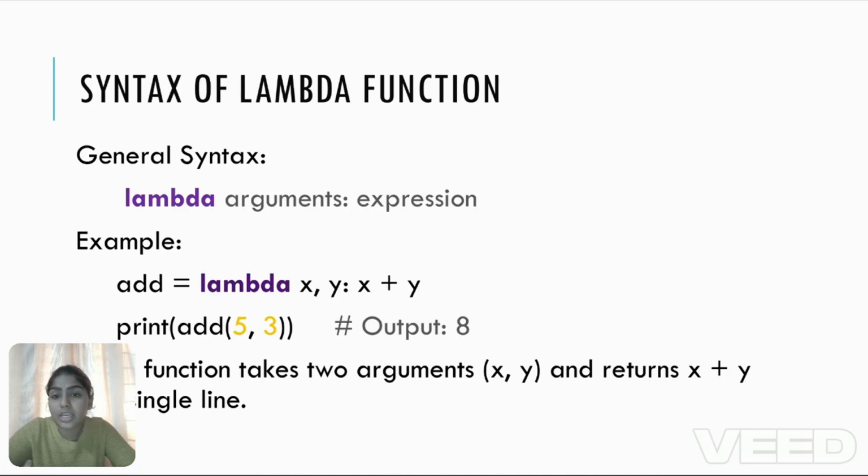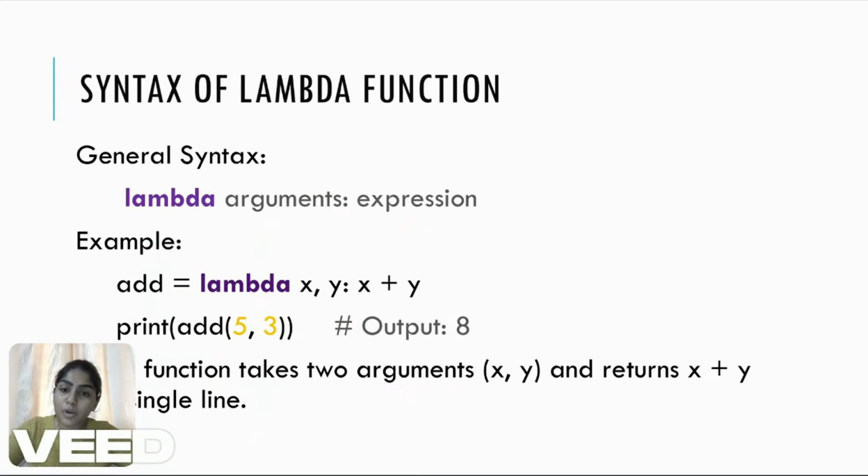So here is the syntax for a lambda function. If you don't understand, let's break it down. Here, lambda is the keyword that defines a lambda function, and arguments are the input parameters. And expression is the operation to be performed. Here, arguments can be any number of arguments, but we should only use one expression.